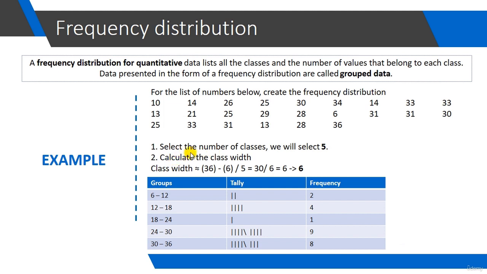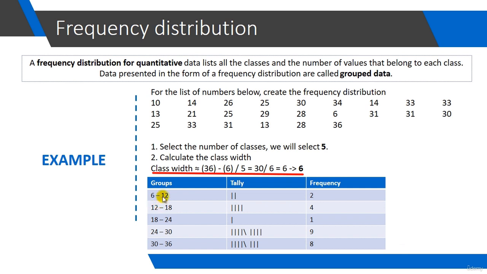Now I want to find out the class width. I told you class width is found by subtracting the minimum value from the maximum value. The minimum value for this set of numbers is 6 and the maximum value is 36. So 36 minus 6 divided by the number of classes, which is 5, comes out to 6. Now to create the classes, I will start with the minimum value, which is 6, and I will add the class width to get this upper range. So it is 6 to 12.